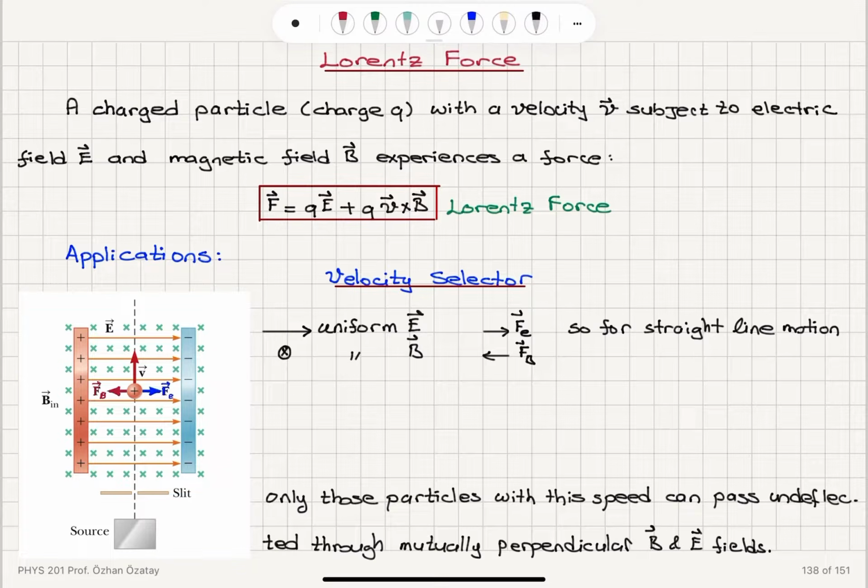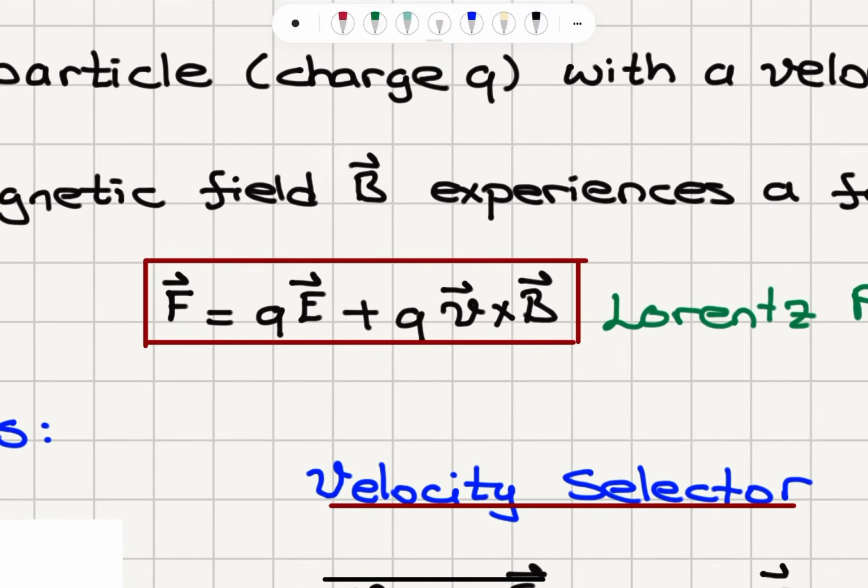Lorentz force. Now we will consider what happens if this charged particle is inside an electric field and a magnetic field. So if this charged particle, which has charge Q, has a velocity v, subject to an electric field E and magnetic field B, it will experience a force which is the sum of the electric force and magnetic force. Electric force is Q times the electric field, and magnetic force is QV cross B.